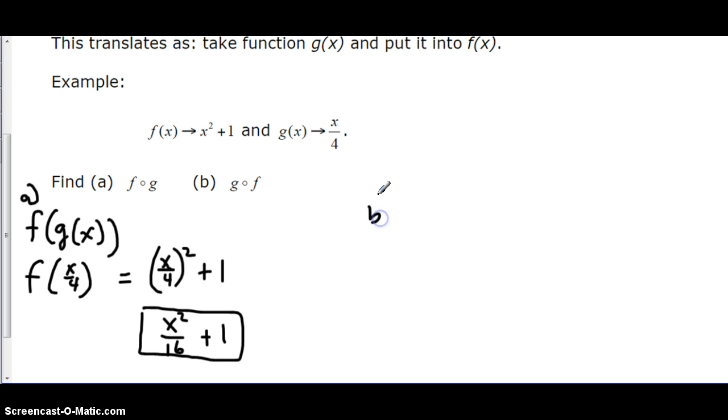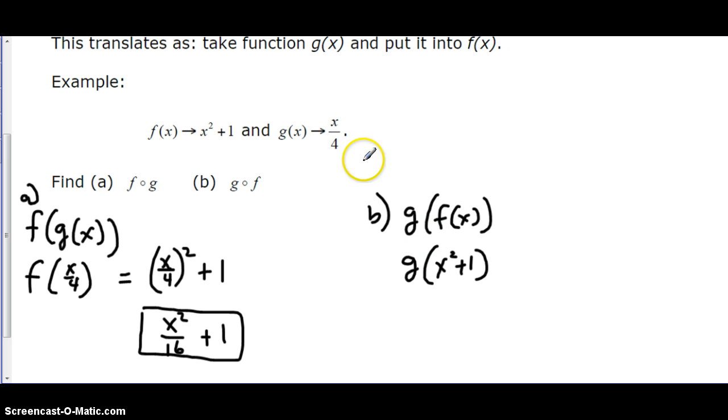For B, g of f of x, we're putting f of x inside of g, so f of x is that x squared plus 1, and it's going to take the place of all the x's in g. So in this case, again, we have 1 x, so it's x squared plus 1, divided by 4. That's g of f of x.